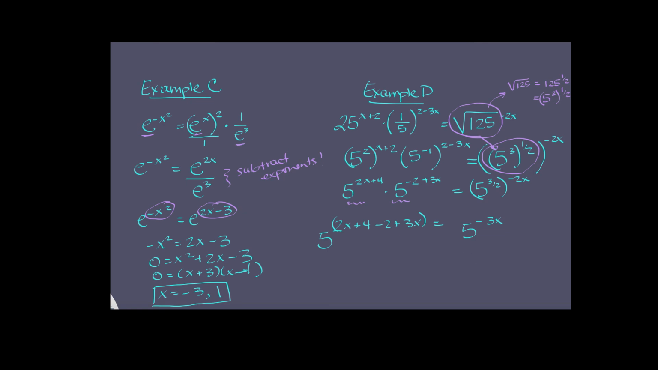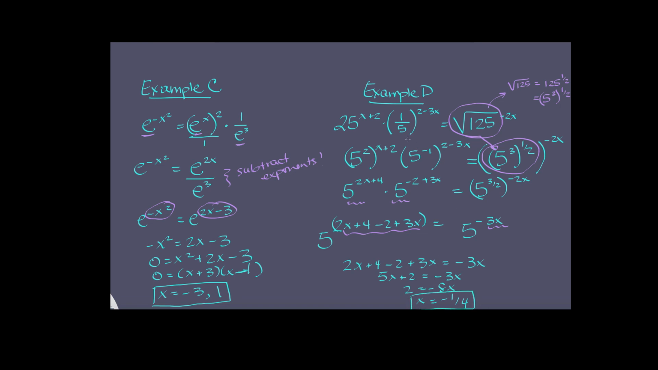So now I have my single base on both sides, the same base on both sides. I have my power on both sides. I can set my powers equal to each other. 2x plus 4 minus 2 plus 3x equals negative 3x. This looks like 5x plus 2 equals negative 3x. So 2 equals negative 8x, which gives me x equals negative 1/4.